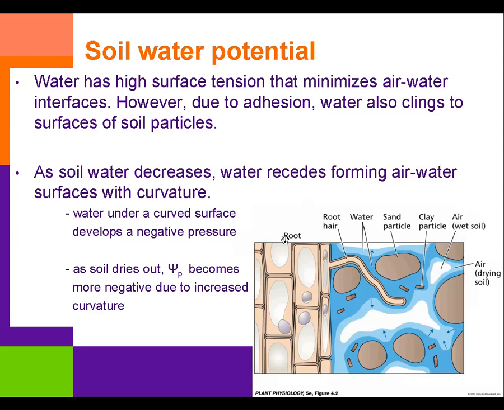So as the soil water decreases, water recedes from the air-water surfaces by curving around the soil particles. And as water becomes curved around these soil particles, it develops a negative pressure. So the stronger it adheres and the more curved its surface, the more negative hydrostatic pressure is what builds up, or tension, in other words.